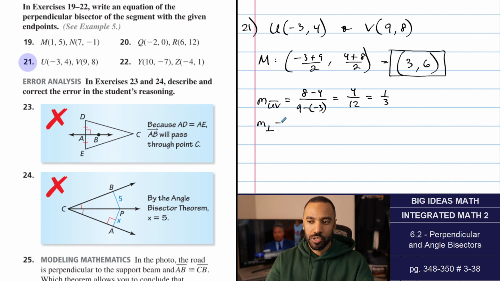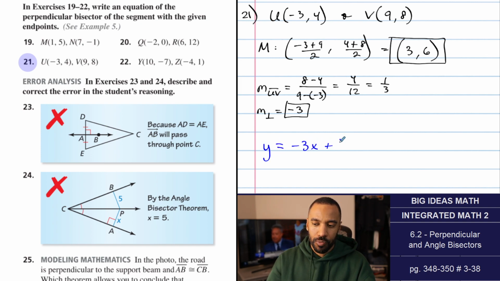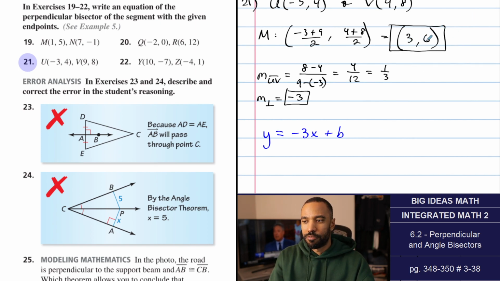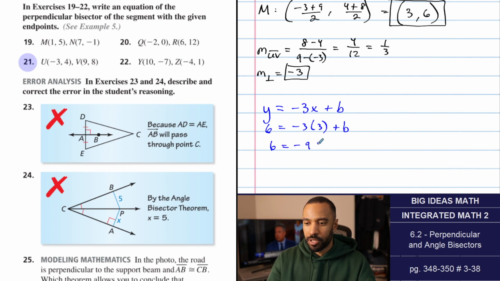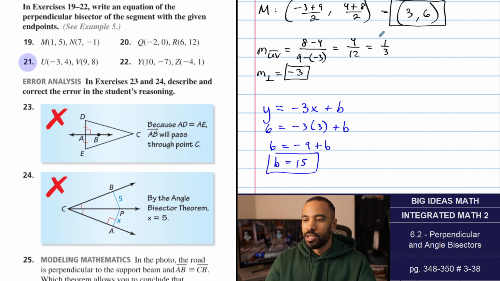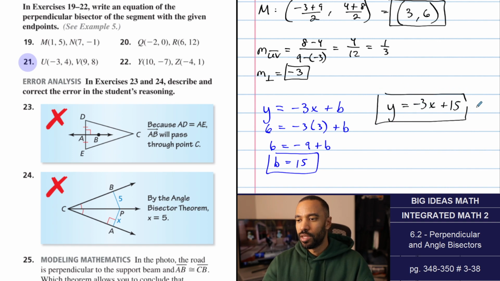Well, the opposite reciprocal slope, we have to flip the fraction and change the sign. It'll become negative 3. We're going to use this. So as far as the equation goes, we are going to use y equals mx plus b form. This is y equals negative 3x plus b. We will substitute 3 for x and 6 for y. So 6 equals negative 3 times 3 plus b, or 6 equals negative 9 plus b. If I add 9 to both sides, I am going to get b equals 15. So your full equation, with your slope of negative 3, the perpendicular opposite reciprocal slope, and b of 15, is y equals negative 3x plus 15. Let's trust the process on this one. I won't draw the graph to confirm it.